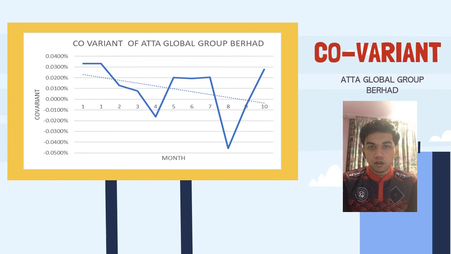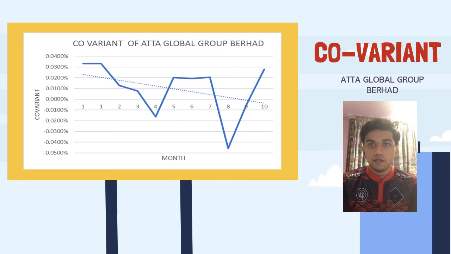Next is the covariance analysis for ATTA Global Group Berhad. According to the covariance analysis graph of ATTA Global Group Berhad, we can clearly see that in the early of January, the graph starting to decline until April.